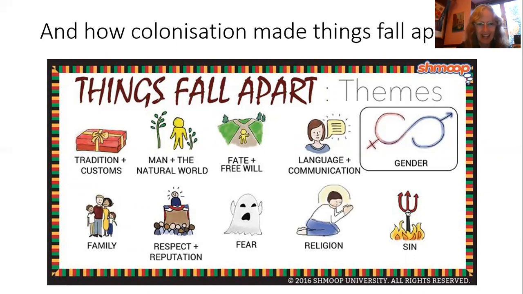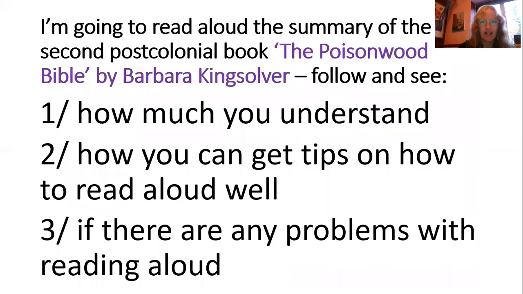Okay, I'm sure you know far more than me about Things Fall Apart from all your study. And that is, of course, a very famous post-colonial book. Now, I'm going to read aloud this summary from the second post-colonial book we're going to look at. It's called The Poisonwood Bible, and it's by this Canadian woman, Barbara Kingsolver.